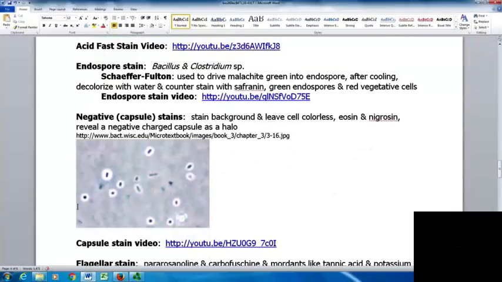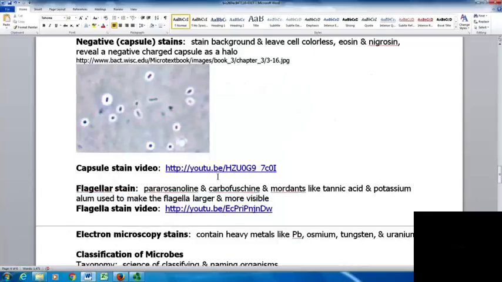A negative stain, or a capsule stain, stains the background and leaves the cell colorless. Eosin and nigrosin are going to reveal a negatively charged capsule as a halo around the cell. So you can see the halos around these cells in this picture. This is an example here of a capsule stain in this video.